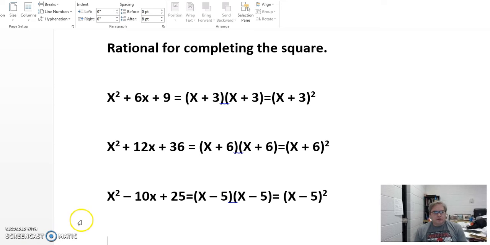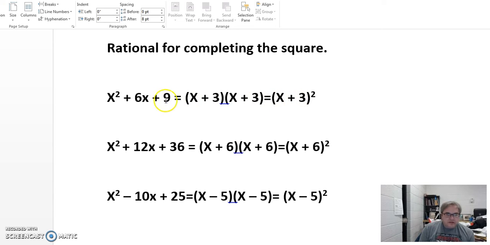This is a video that I'm going to do real quick here for the rationale of completing the square, or how it kind of works. And I just want you to look at x squared plus 6x plus 9. If I tell you to factor that, we get x plus 3, because 3x and 3x adds up to 6x. 3 times 3 is 9, just like we've been doing. But you notice these factors are the same, so I could rewrite that as x plus 3 squared.